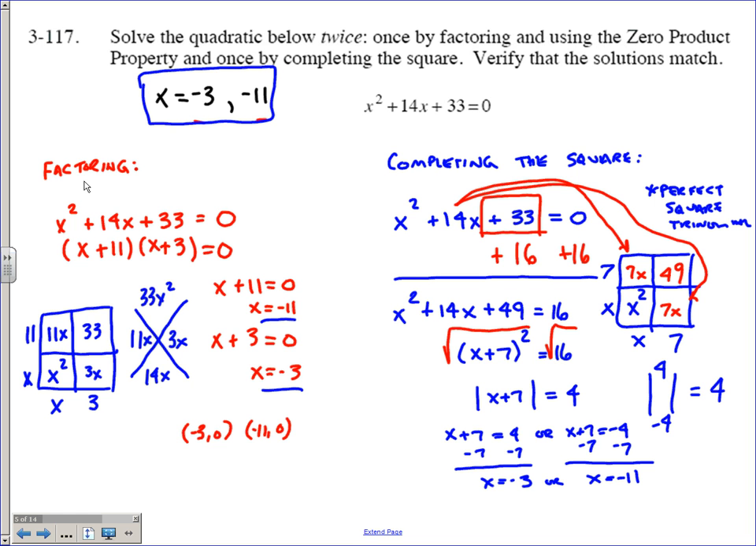The first method, factoring and using the zero product property. This method over here, completing the square. The first method we did, remember, was graphing it and looking at where it crossed the x-axis. That's 3 different methods that you can use, all to solve the same problem.